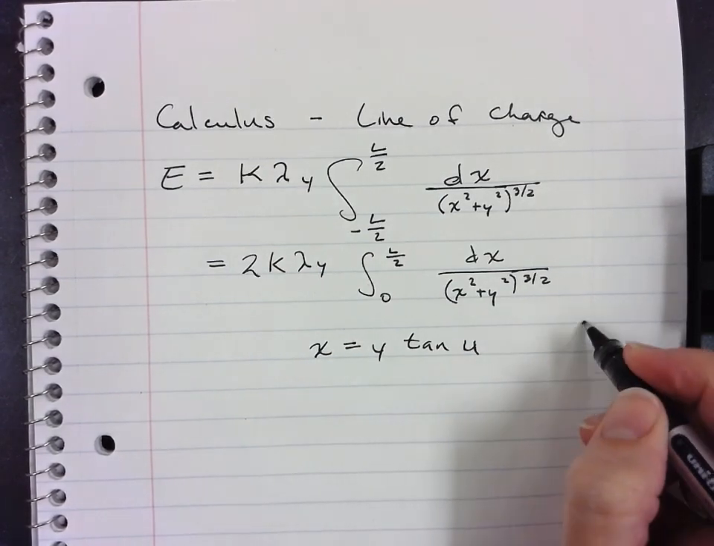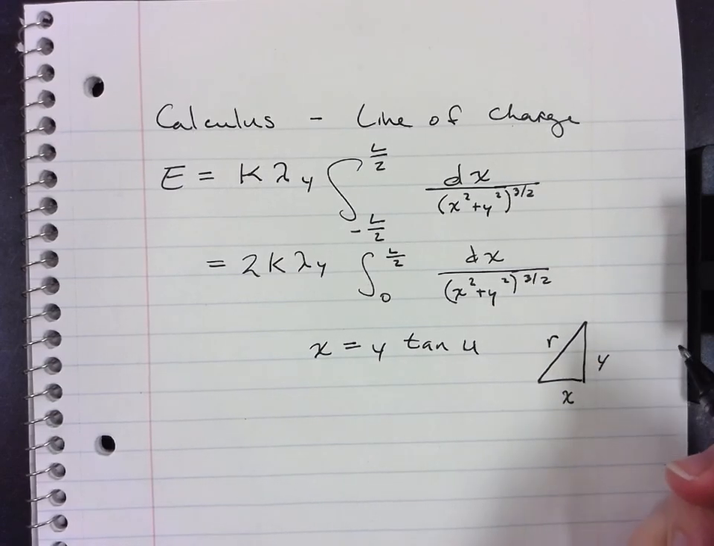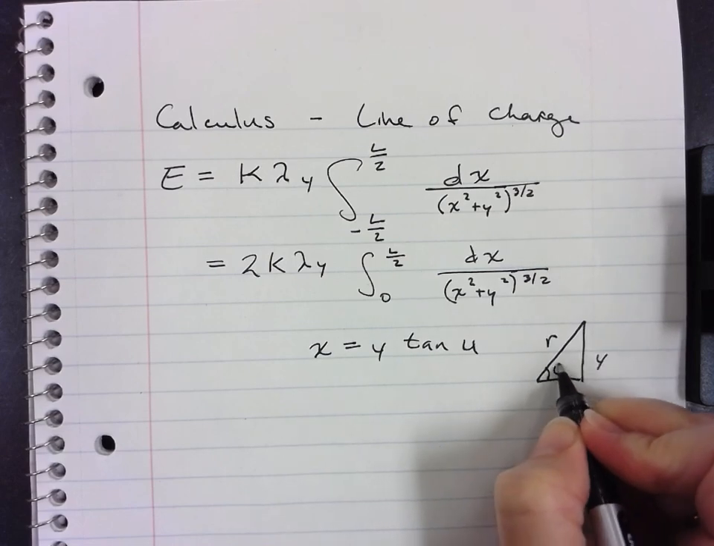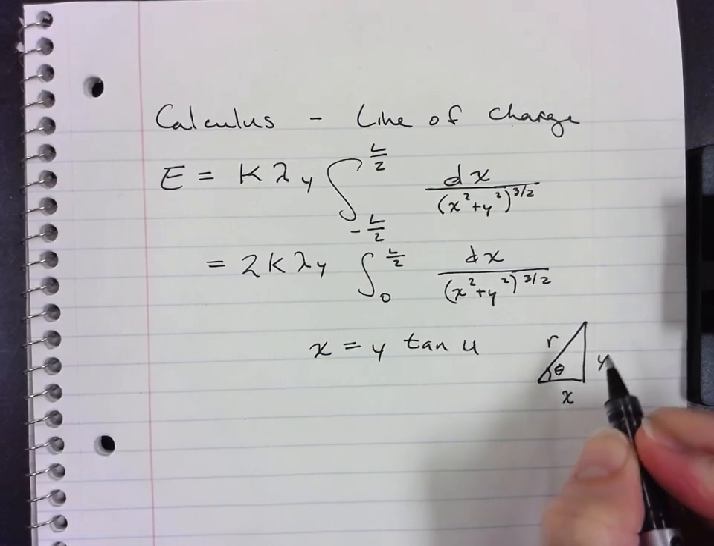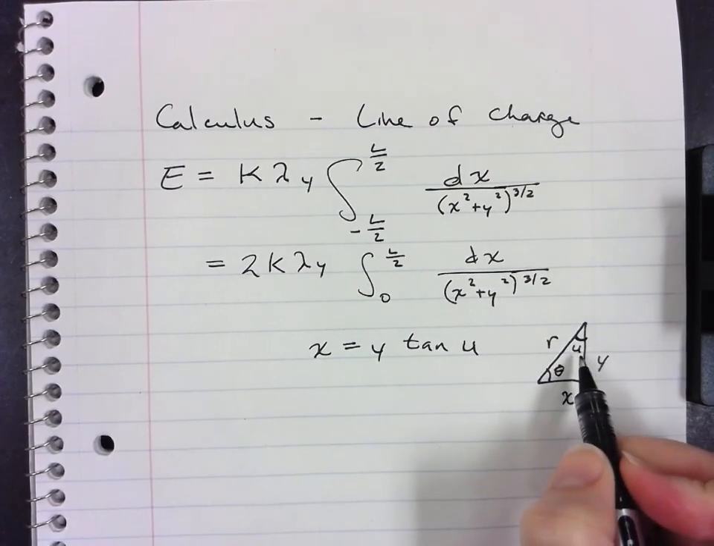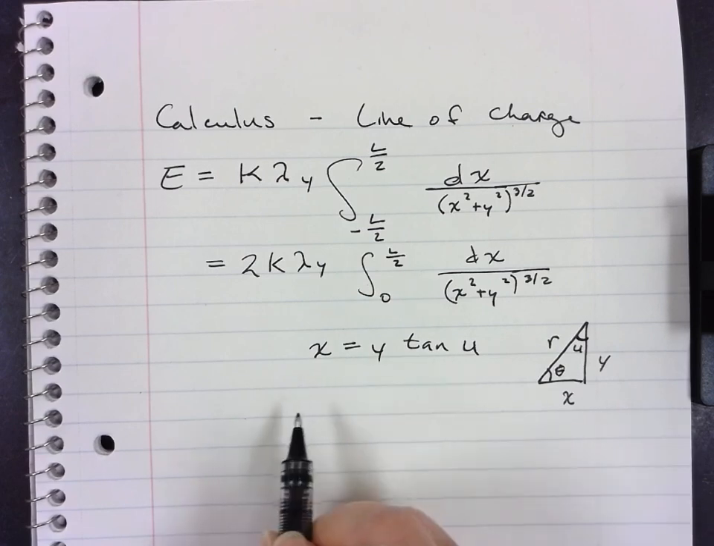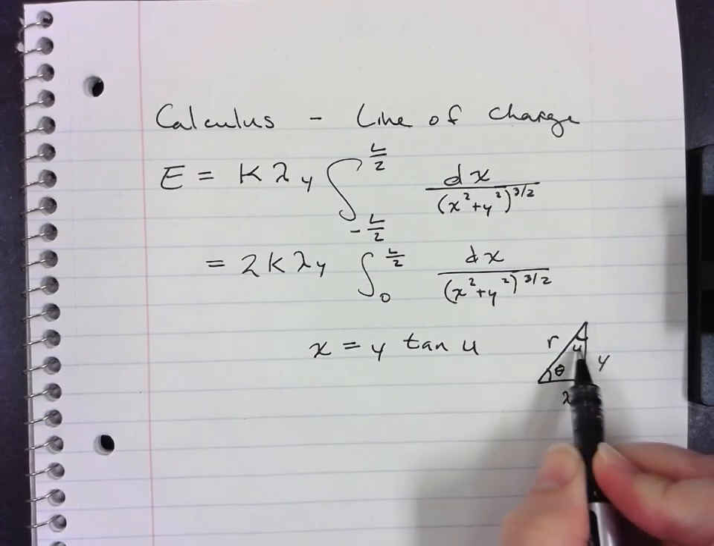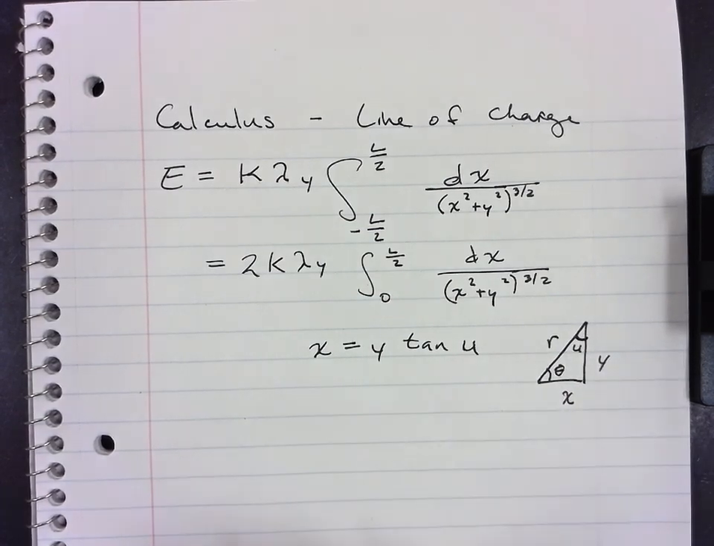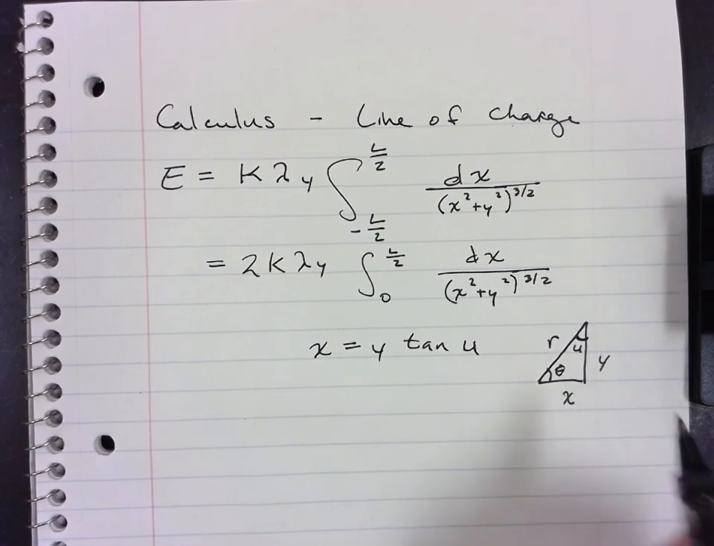Now if we go back to a regular triangle with x and y, we know this is r, same r from before, and this is theta, back from our original triangle. u is up here, and I know u is up here because the tangent of u would be x over y, opposite over adjacent, x is opposite, y is adjacent. So that's our triangle, and we're going to come back to that later.